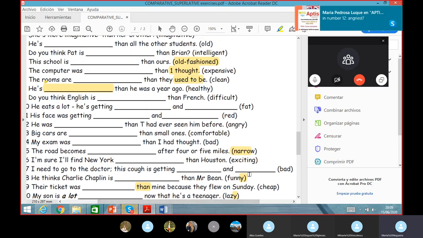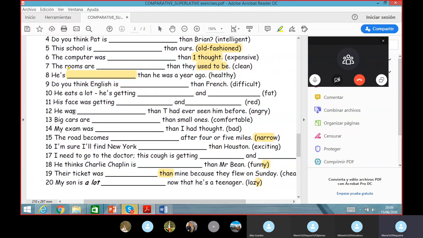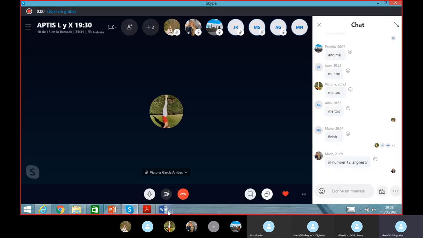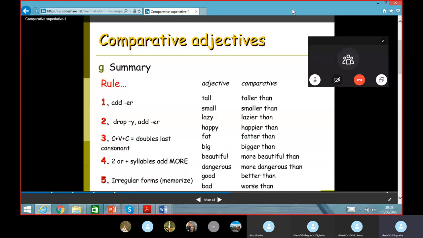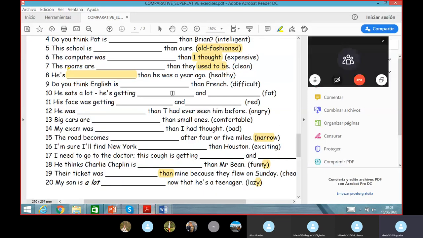Okay, guys, so is number angriest? Number 12. A ver. Ah, me la he saltado. He was angrier. A ver, ¿qué me decías? Angrier. María, mira, no hemos añadido EST. ¿Vale? No te preocupes. Solo ER. Ahora veremos eso de EST. Do you have doubts? More doubts, guys. Or maybe I've skipped another. Okay, I've skipped, yes. He was angrier than I had ever seen him before. Él está más enfadado de lo que le había visto jamás. Ese ever es el jamás. Only ever. Okay?